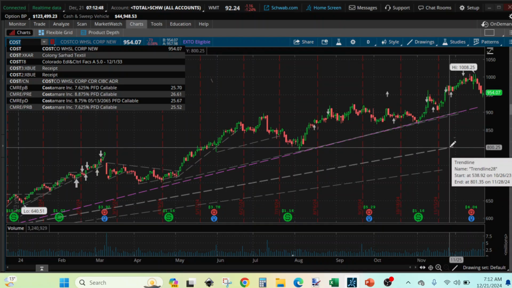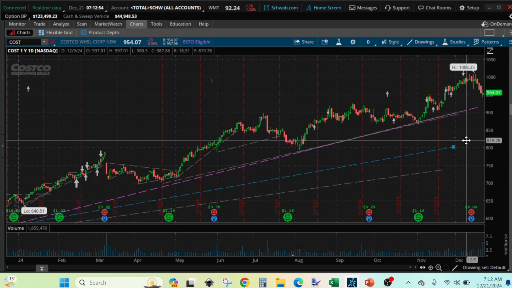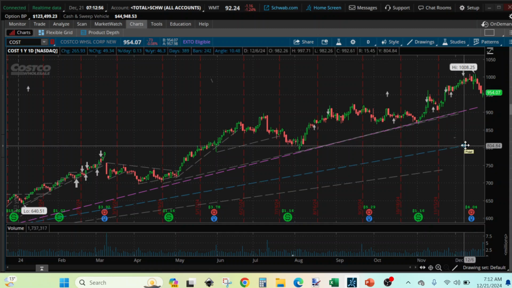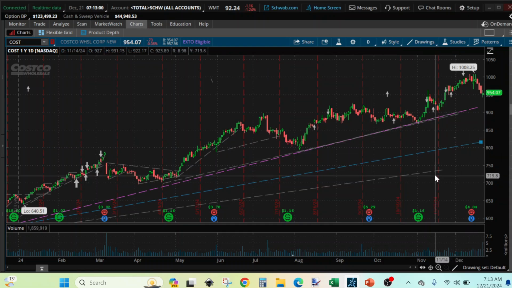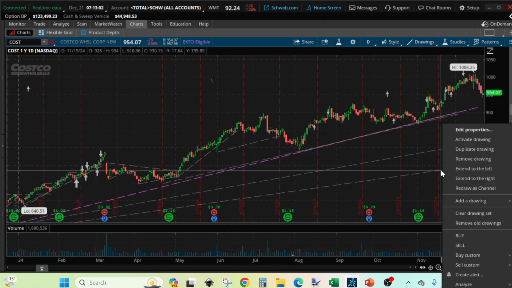I don't know, there are some other lines that are traced here. Not sure what lines they are. And I even have this one as well.